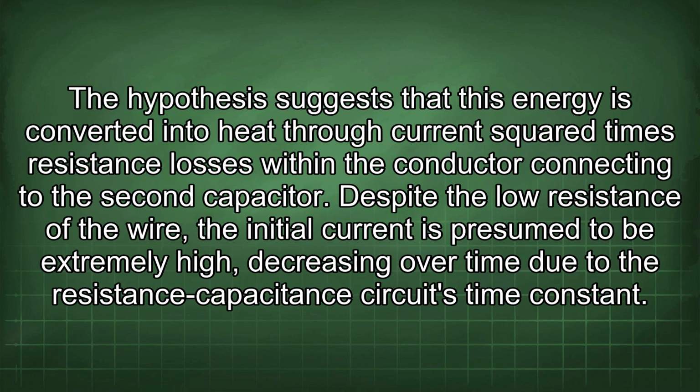The hypothesis suggests that this energy is converted into heat through current squared times resistance losses within the conductor connecting to the second capacitor. Despite the low resistance of the wire, the initial current is presumed to be extremely high, decreasing over time due to the resistance-capacitance circuit's time constant.